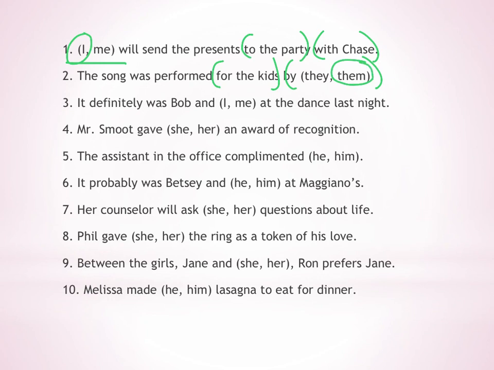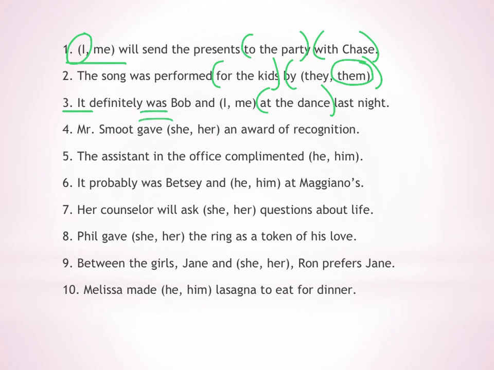It definitely was Bob and I or me at the dance last night. Look for my prepositional phrases. At the dance. Nope, nothing there. I find my subject. Nope, nothing there. So now I move on to step 3, which is to look for my verb.